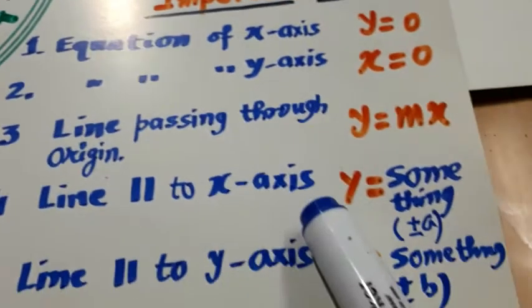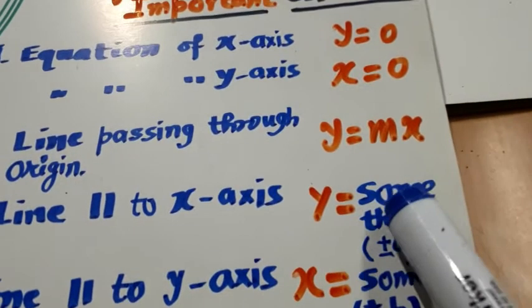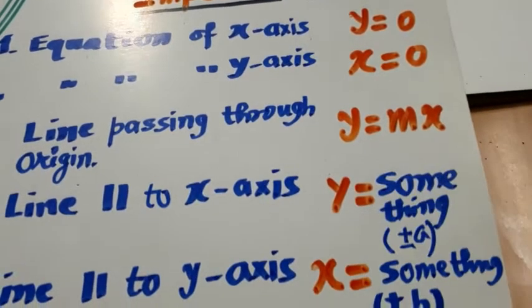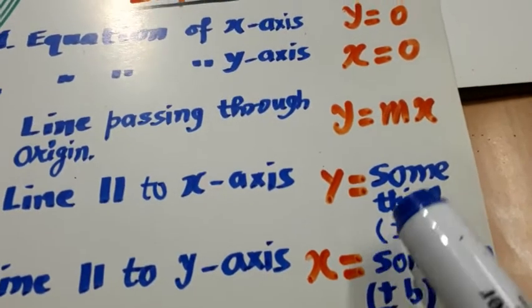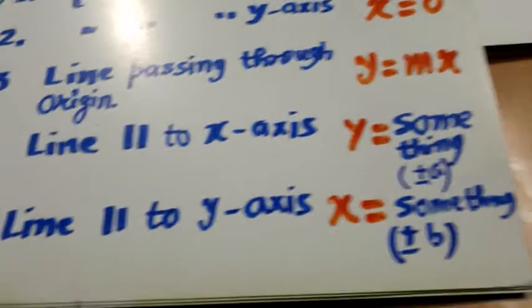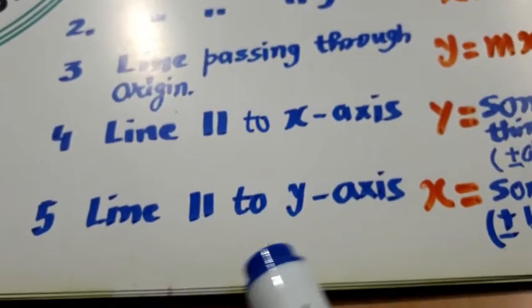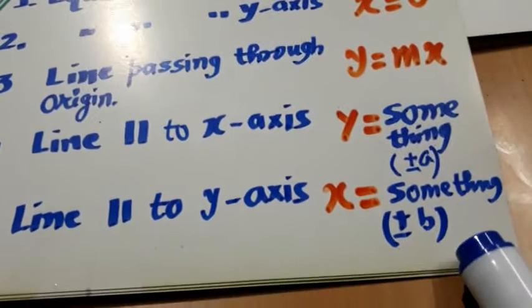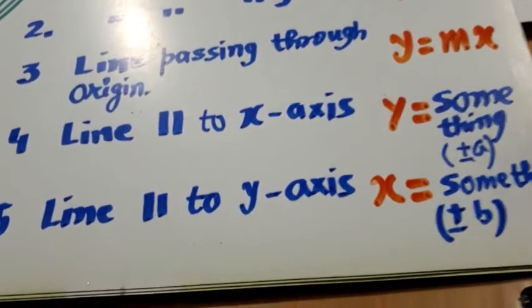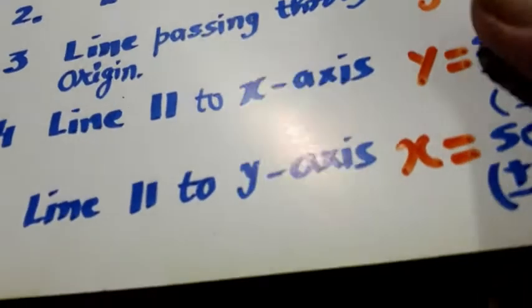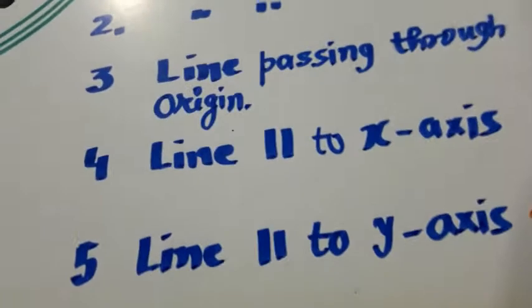Line parallel to x-axis, y is equal to some constant, that is y equal to something. That can be plus also, that can be minus also. Similarly, line parallel to y-axis, x is equal to something. So these were certain lines and their equations which are very important from the examination point of view. Now let us go to the next.